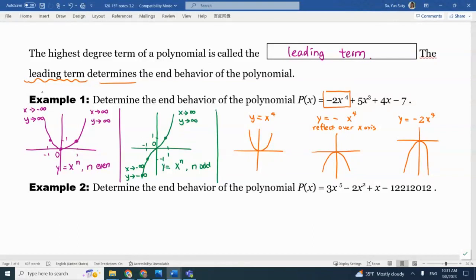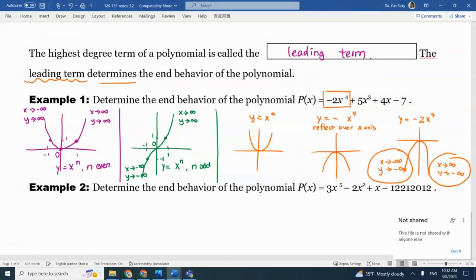Okay, now look at the end behavior. When x goes to infinity, what do you say? Y goes to negative infinity. When x goes to minus infinity, what do you say? Yeah, y also goes to minus infinity. Okay, so that is our end behavior. So far, so good, everyone? Okay, now you do example 2.